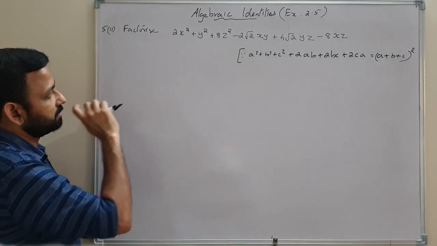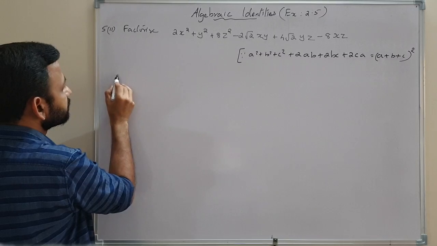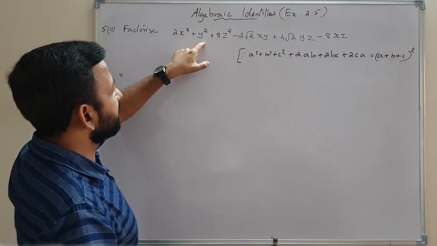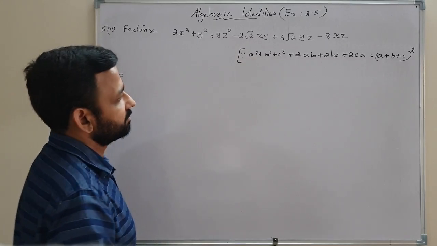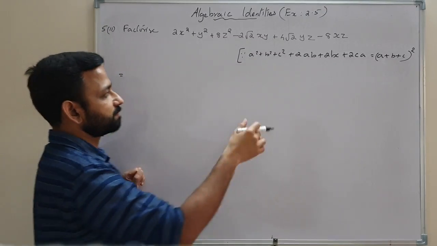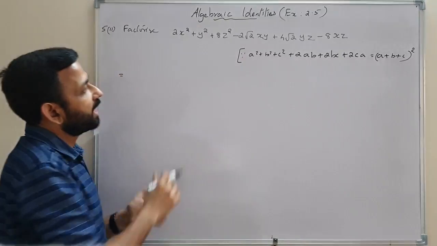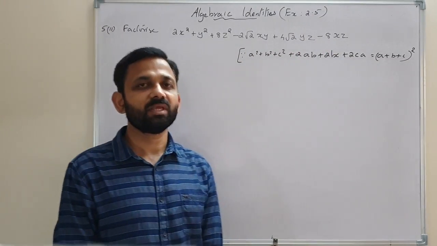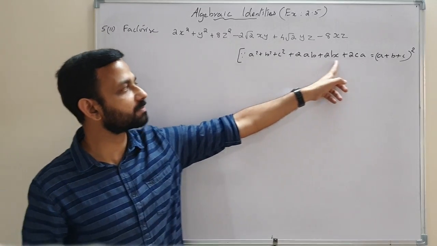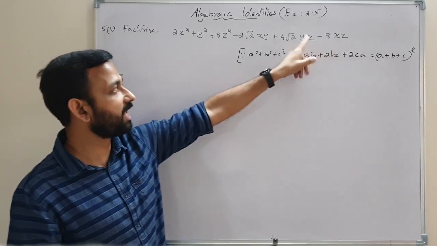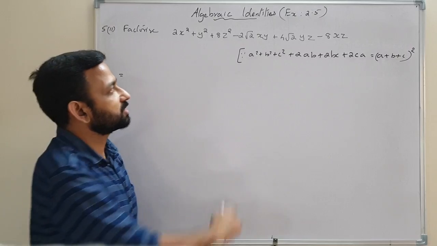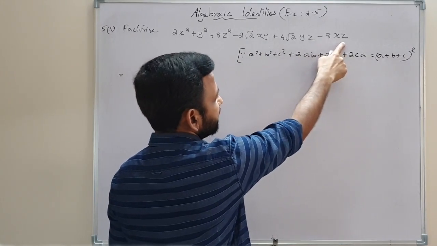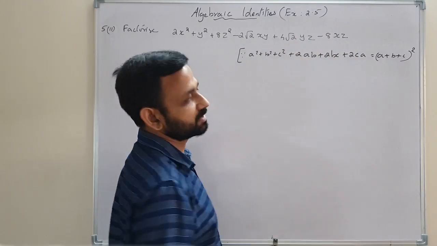Now we need to reduce the given expression into identity form. Here in that question we have two negative terms, but in the identity all the terms are positive. So the negative terms are minus 2 root 2 xy and minus 8xz.